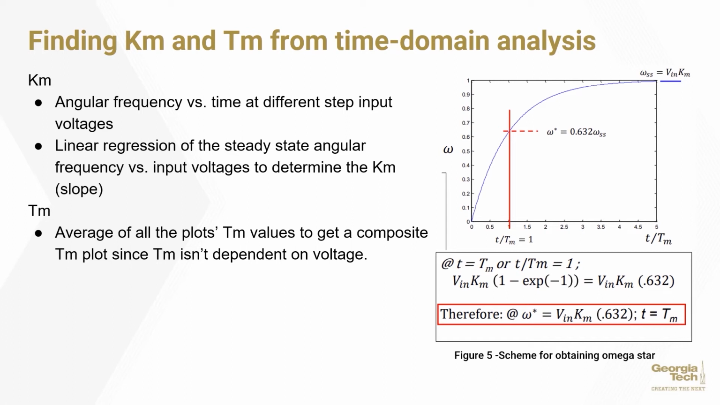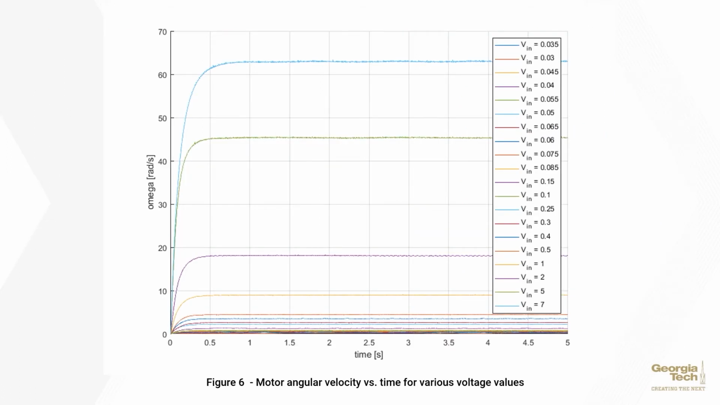The time constant was obtained using the average of all of the time constants for different step voltages, and this time constant is shown on Figure 5 on the right, where its relation to omega steady state can be seen. You see the motor angular velocity versus time for various voltage values. This is the step voltage value. You'll see that the uppermost curve is the highest input voltage, and a decreasing omega corresponds to a decreasing input voltage.